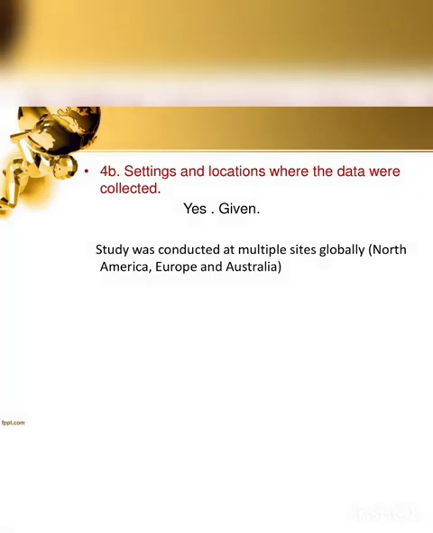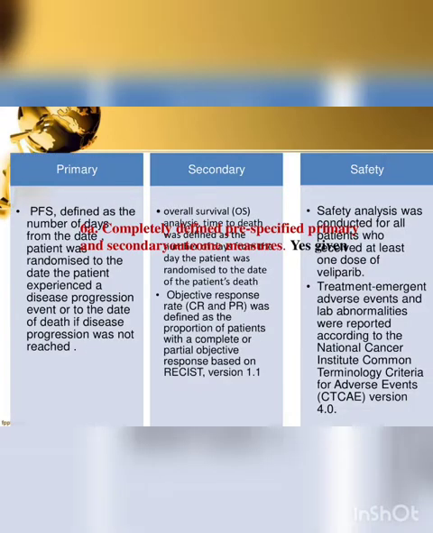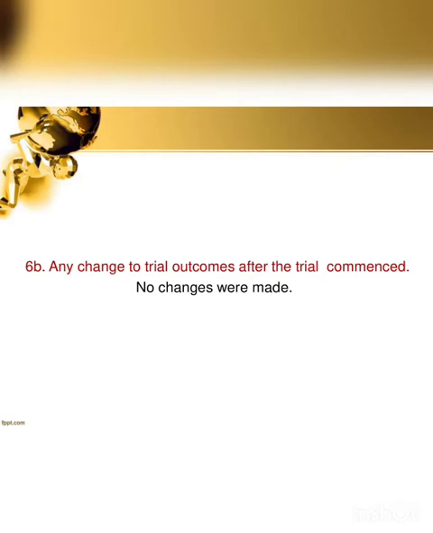Coming to our fifth question, whether the intervention was clearly mentioned for the two groups. Yes, it was given as group A and group B, and how the trial was commenced, everything was given clearly. And coming to outcome, it was clearly given the primary outcome, secondary outcome, and also the safety measures were clearly mentioned. Any changes to the trial after the trial started was asked. No, there were no changes made after the trial was started.